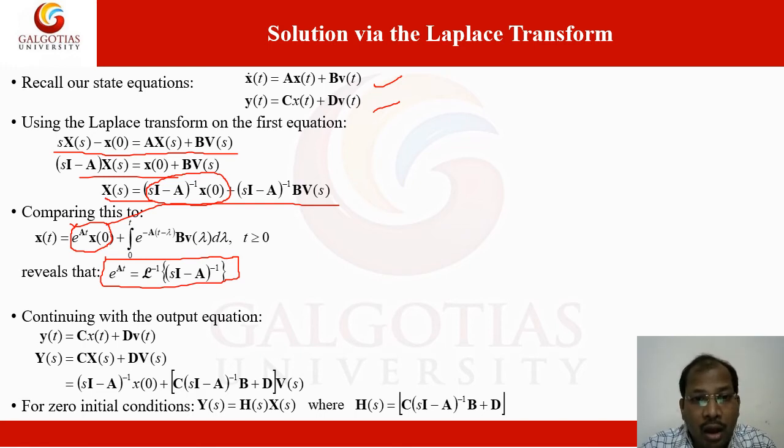Continuing with the output equation. This is the output equation. Same, we take the Laplace transform of this, and finally with zero initial condition we get Y(s) equal to H(s) into U(s), where H(s) is equal to C into (sI minus A) inverse B plus D. This is the transfer function of the system. So when we want to transfer the state space equation into the transfer function, we can directly put the transfer function C into (sI minus A) inverse into B plus D. This is the transfer function equation.